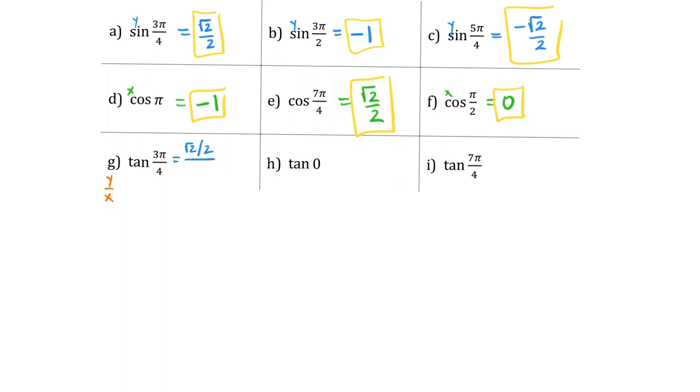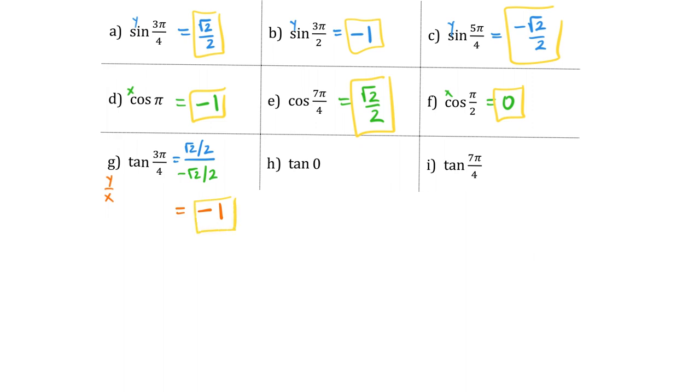Over the x. The x was negative root 2 over 2. Okay, if I do root 2 over 2 divided by negative root 2 over 2, something divided by itself, I get negative 1. Because they cancel, but it's negative. Okay, 2's cancel, root 2's cancel.